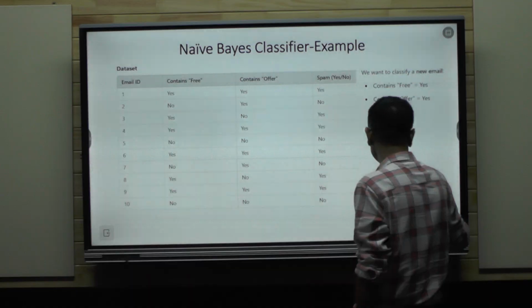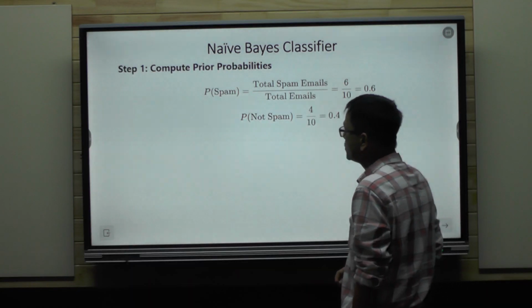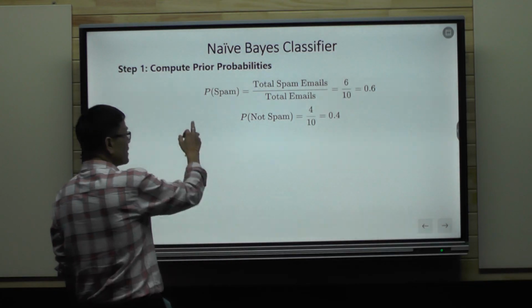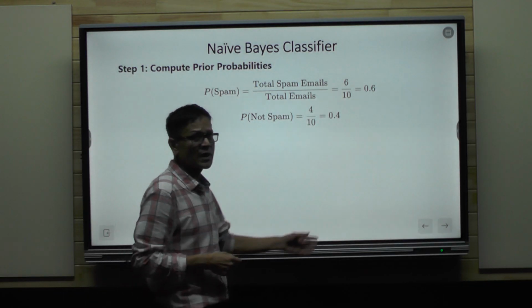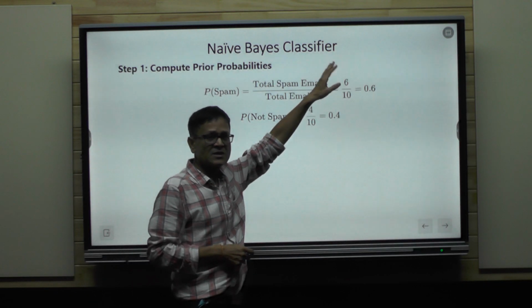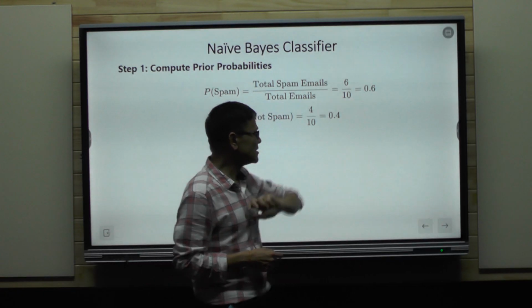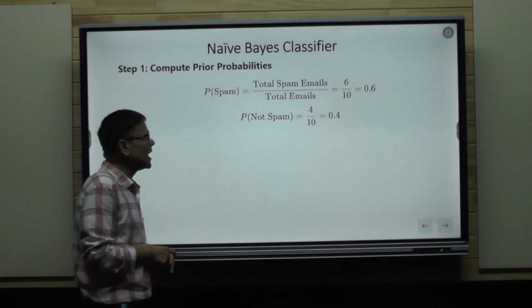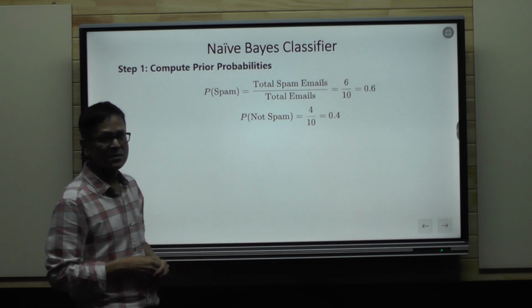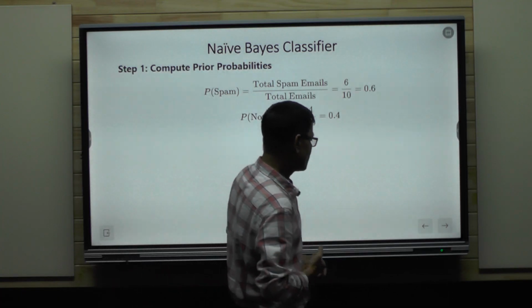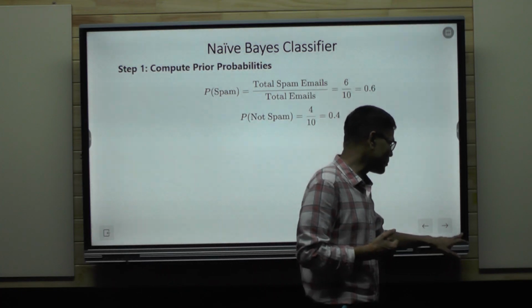Okay. Now what we'll do, we'll compute the prior probabilities. The prior probability of spam is that out of a total of 10 emails in the data set, 6 were spam. So that becomes 0.6. And not spam is 1 minus 0.6, or 4 upon 10, which is 0.4. So this is the prior probability.